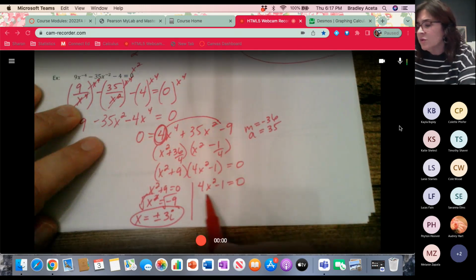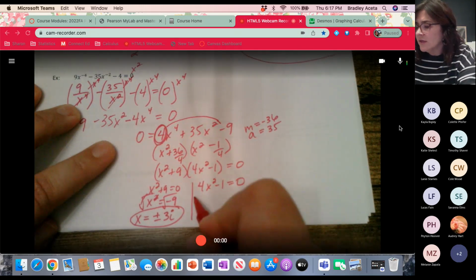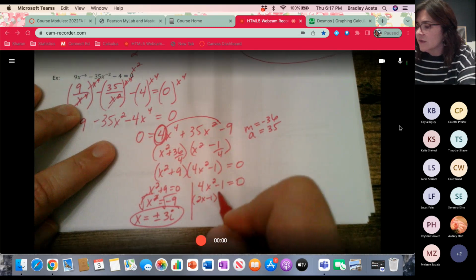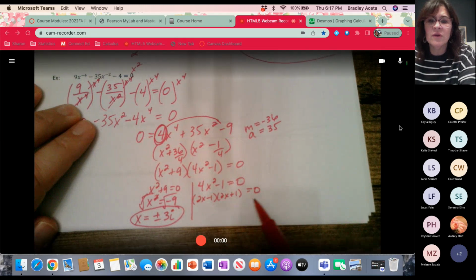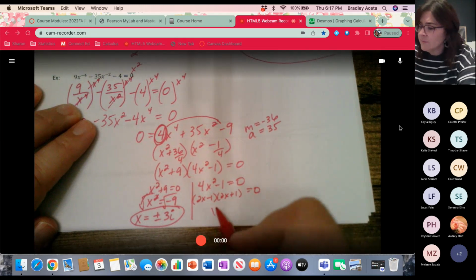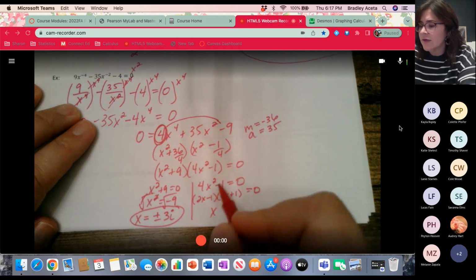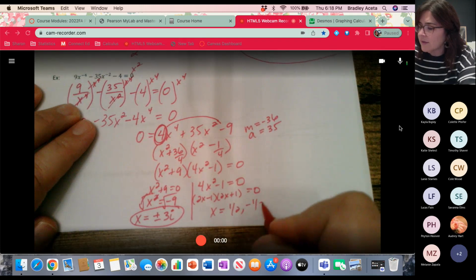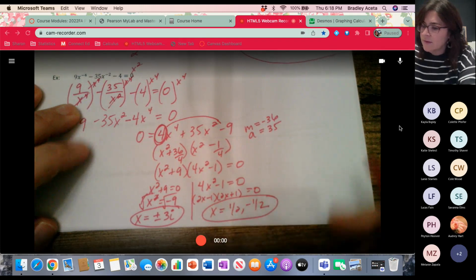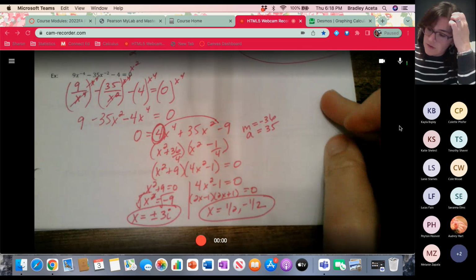This one, well, truly, this could have been factored further. You can actually factor this into 2x minus 1 and 2x plus 1. And then set each one of those equal to 0. But you can still leave it the way you're doing right now. You can add 1, divide by 4, and then take a square root. But you end up getting a positive 1/2 and a negative 1/2. So there are all your answers.